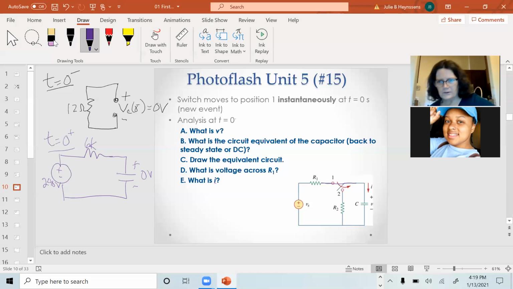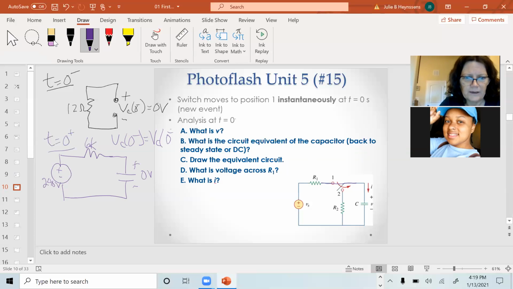I can again go to KCL because I know 2 out of the 3 voltages on there. The voltage at 0 plus has to equal the voltage at 0 minus, because I can't move charge off of there without time elapsing. Okay, I know 2 out of the 3 voltages. I can write a KCL equation.